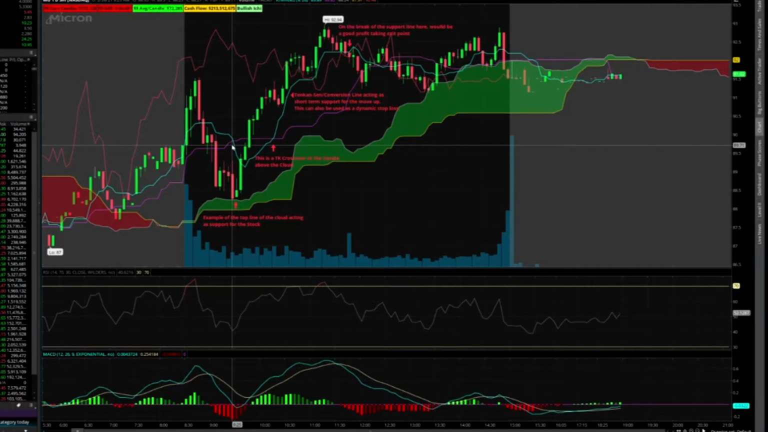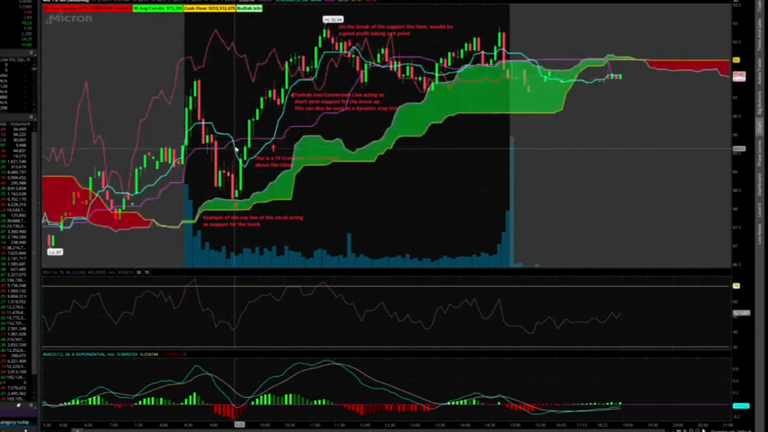If a TK crossover to the downside happens below the cloud, it's considered to be a strong sell signal. So a TK crossover to the downside, if this was down here instead, below the cloud, is considered a strong signal. If the TK crossover to the downside happens above the cloud, it's considered to be a weak sell signal.